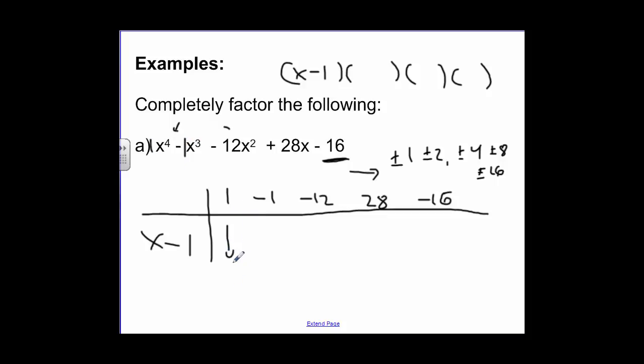The way it works is that you drop down the 1 and go minus 1 times 1 is minus 1. Then you'll subtract. Minus 1 subtract minus 1 should give you 0. Negative 1 times 0 will give you 0. Minus 12 subtract 0 gives you minus 12. Minus 1 times minus 12 gives you 12. When you subtract these values, 28 minus 12 will give you 16. Minus 1 times 16 gives you minus 16, which is good, because when you subtract these, it gives you 0.